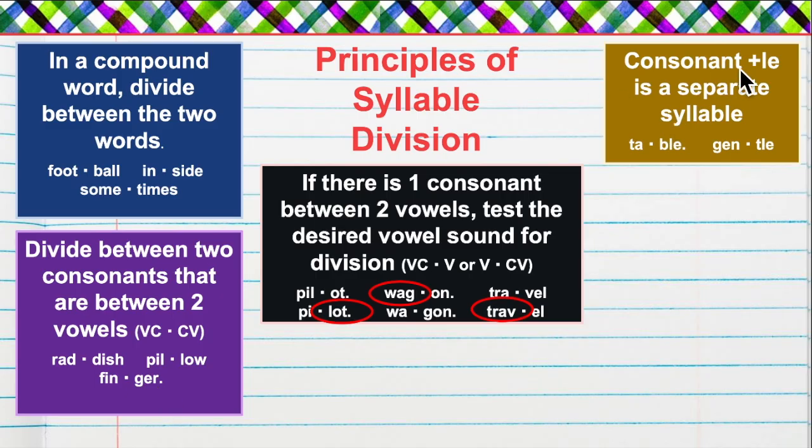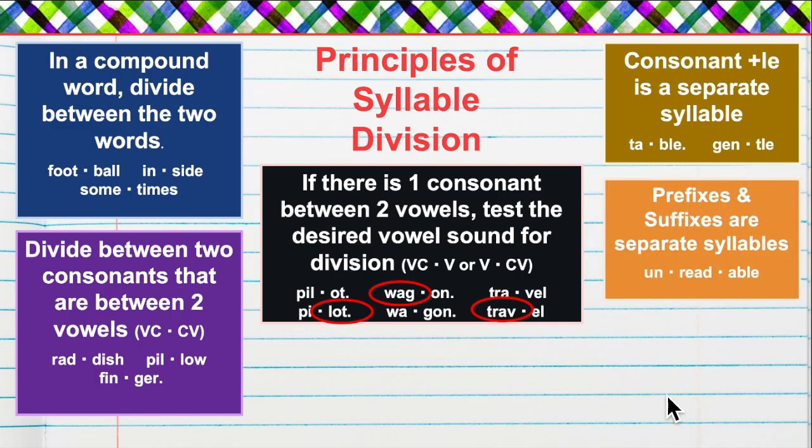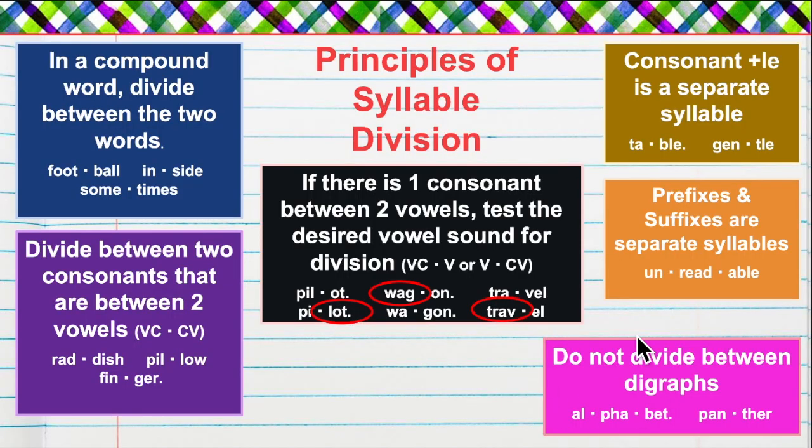So then you have consonant LE, which is a separate syllable. Consonant LE is always going to be separated from its syllable partner because it's its own unit. Like table, gentle, TLE, always separate that. Always separate prefixes and suffixes as their own syllables. And again, do not divide between digraphs. That's just two letters making a unique sound. So you have to think of a digraph as its unit. Think of a digraph as like a G. G says G. TH says th. You're not going to split a sound. It just doesn't work that way, even though they're letters.